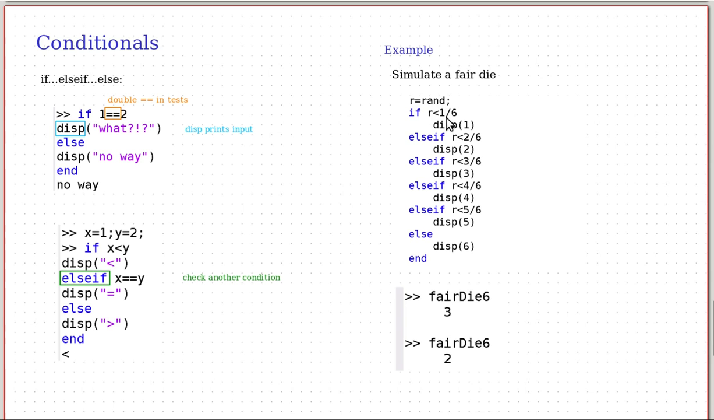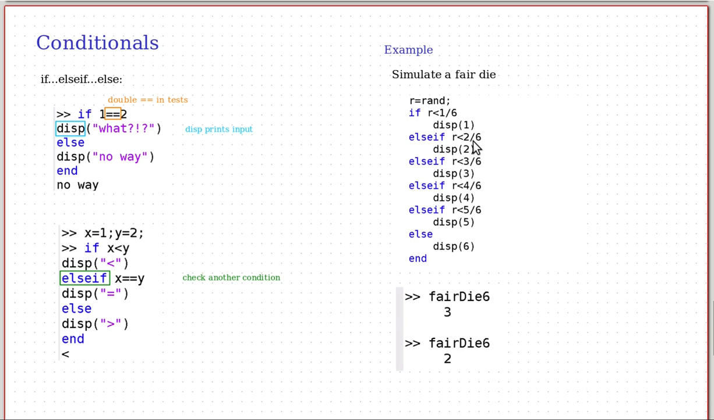Now we check, is r less than 1/6? Well, we could imagine that would be the lowest number you can roll, so that would be a 1. We'll display a 1 in that case. If that is not true, then we check a second condition: is it less than 2/6? By the way, if the first condition failed, that means r was not less than 1/6, so it must have been greater than or equal to 1/6. And then if the second condition is true, that means r must be between 1/6 and 2/6. And therefore we can associate it with the second lowest number we could roll, which would be a 2. We'll display that.